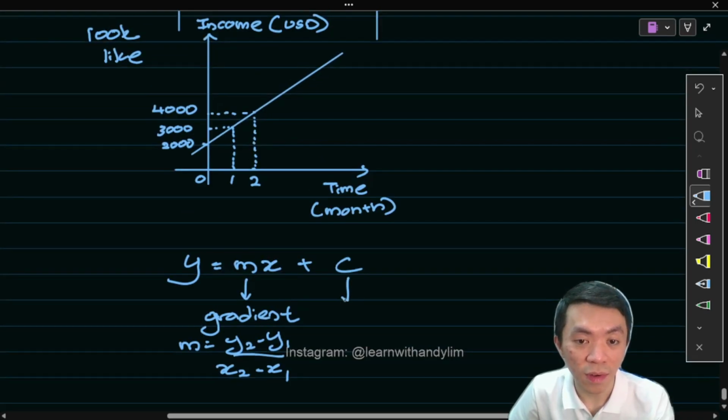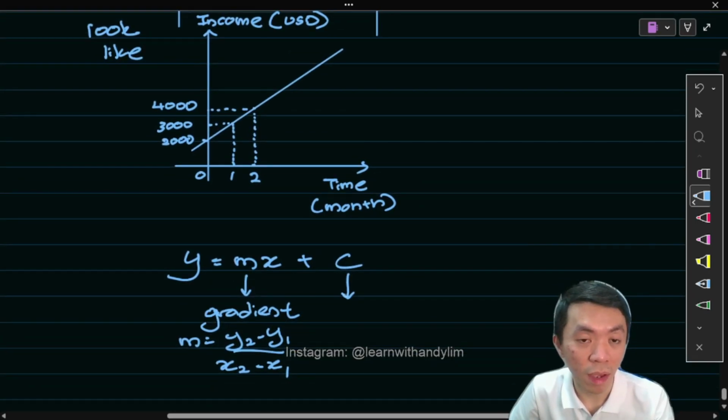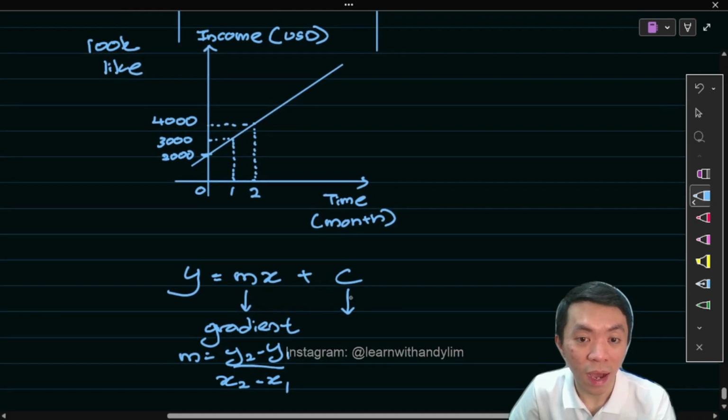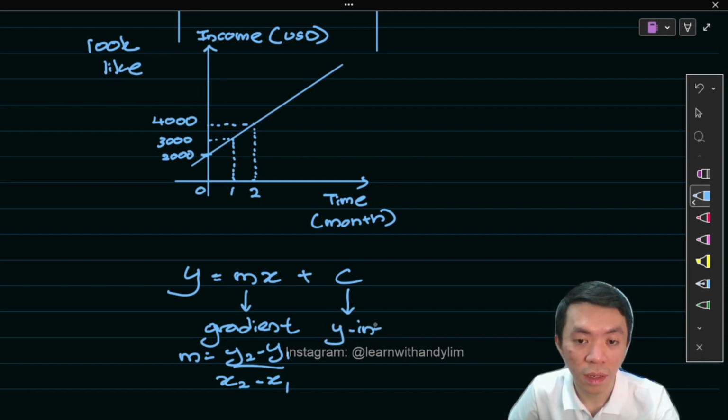For the c right here, I have my y-intercept. Basically, it is just the point where the line cuts through my y-axis. So in this case, my y-intercept is 2,000. I will just write y-intercept. It's 2,000.